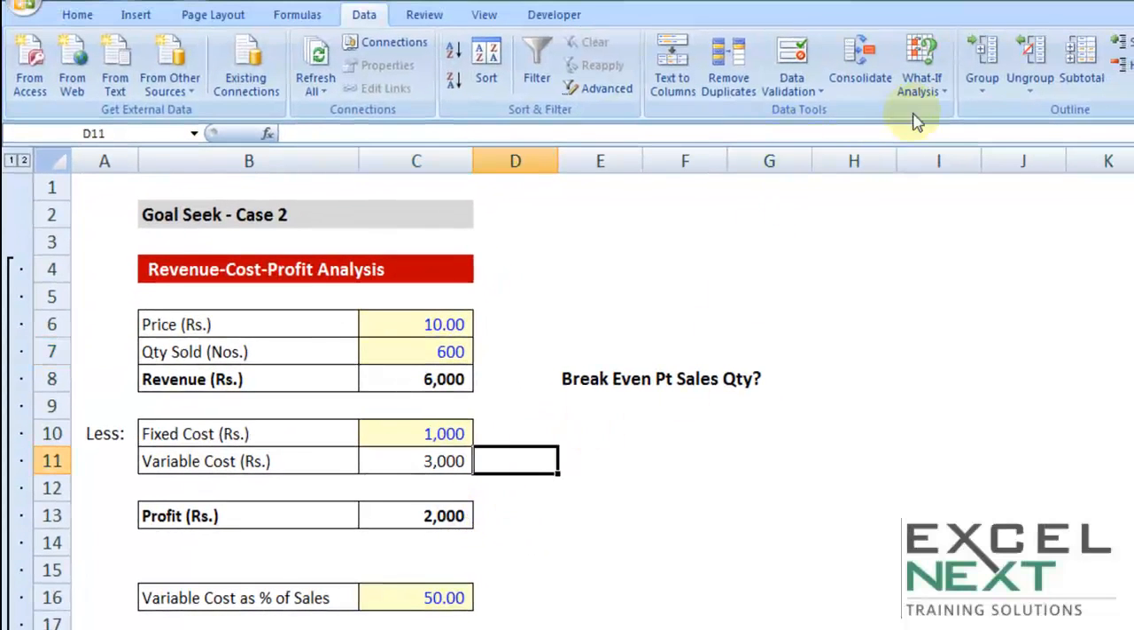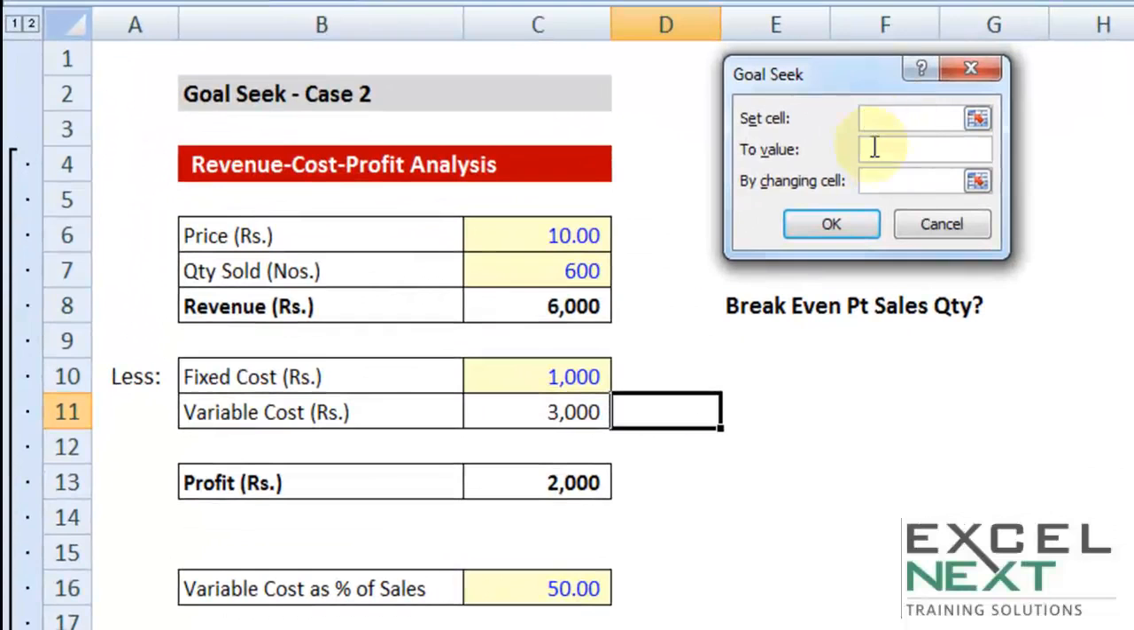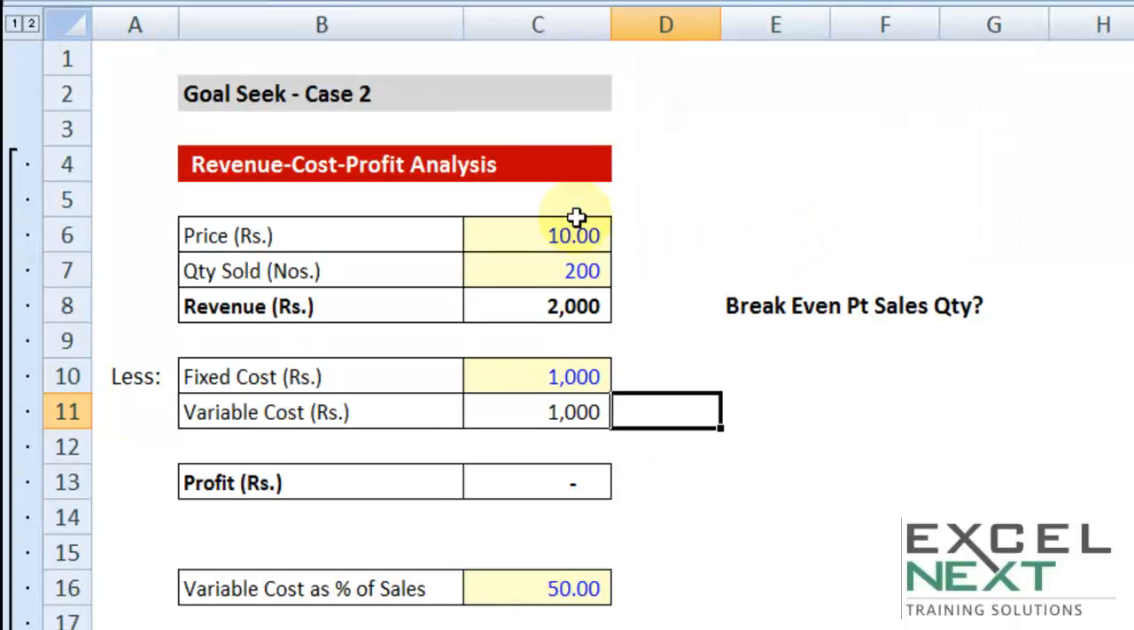So let's go back to what-if analysis, goal seek. Let's think about it. Which is our goal cell? Our goal cell, which is already set, is the profit cell. Set this goal cell, the profit cell, to a value of 0 by changing the cell containing the quantity. If I press OK, you get a solution saying quantity sold is 200, revenue 2000, half of which is going out to variable cost at 50%, and the remaining fixed part is 1000. So hence the break-even point sales quantity is 200.